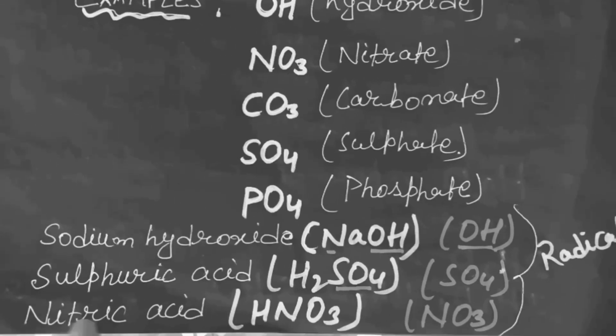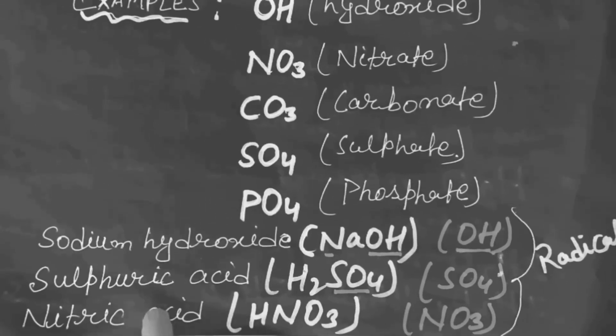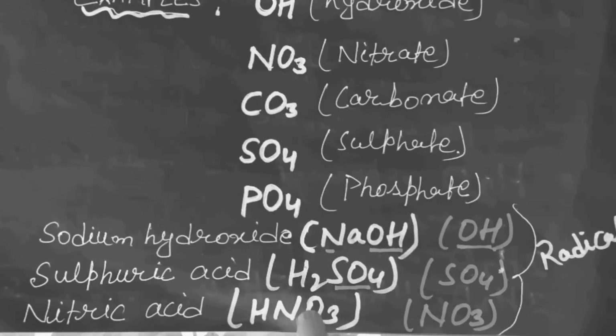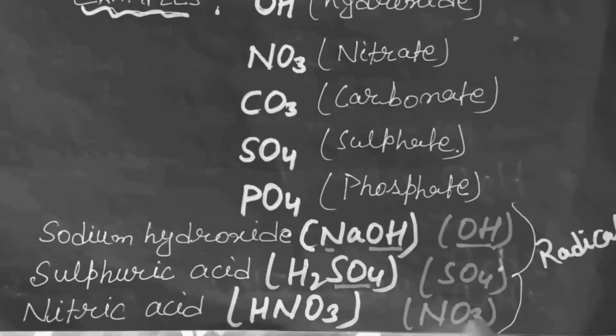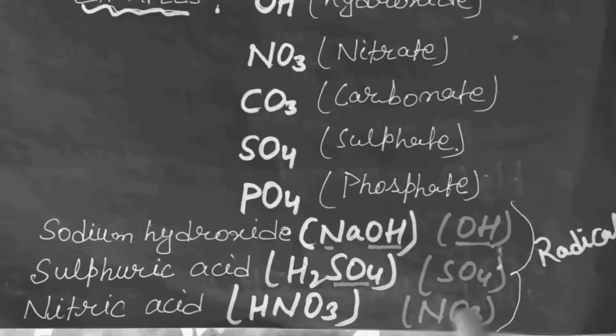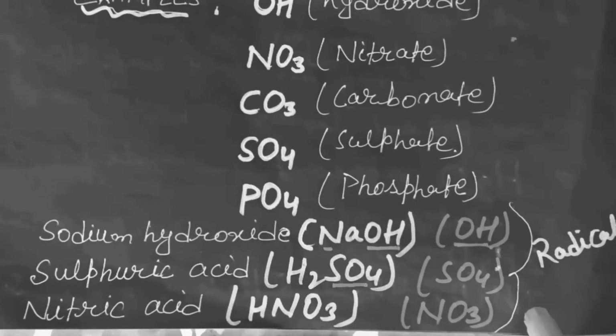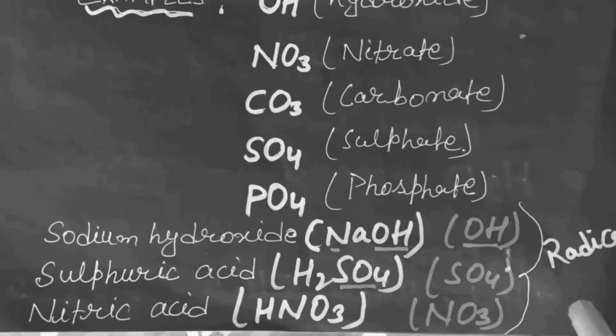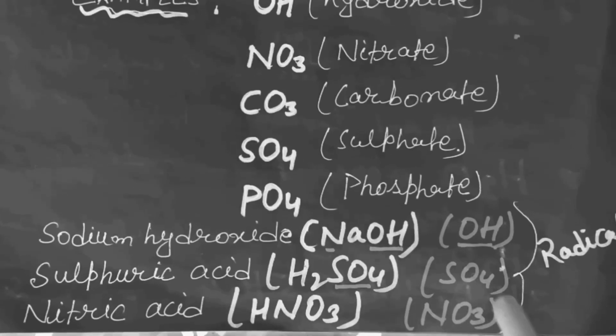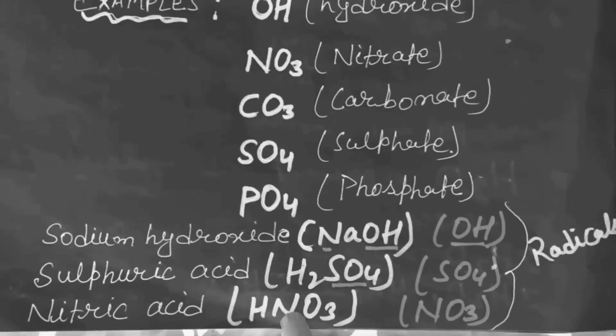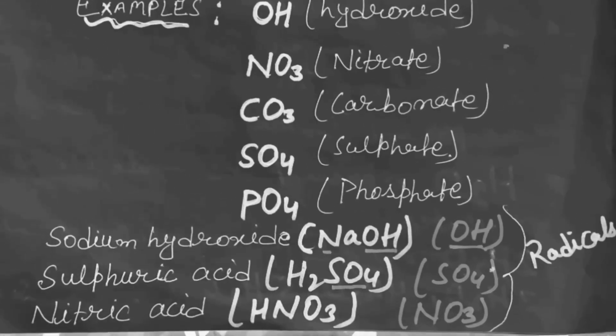Now the next example is nitric acid. The formula of nitric acid is HNO3. NO3 is a compound radical. We can't use it separately. Can N be separate, can O be separate? No. Collectively we use NO3 in the formation of nitric acid.